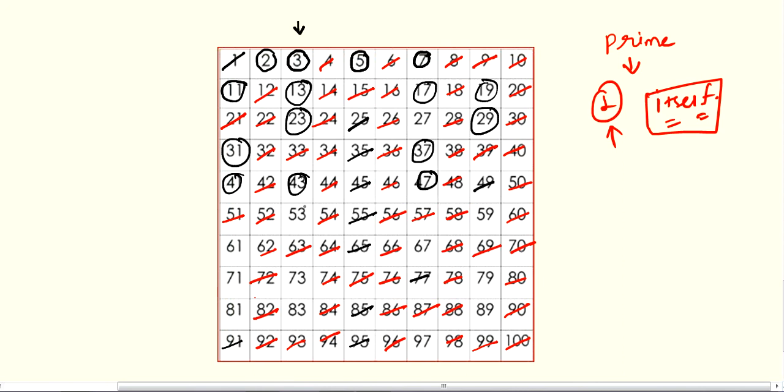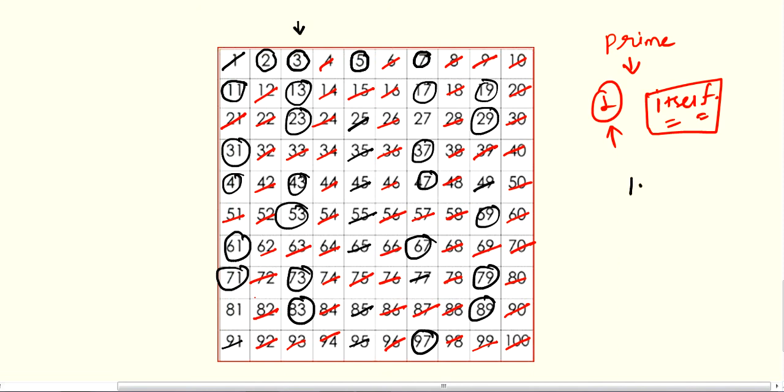then next is 53, 59, 61, 67, 71, 73, 79, 83, 89, 97. These all encircled are prime numbers. So like this we are finding prime numbers. And the one more important thing is what? The number which is divisible by 1 or itself is known as a prime number. Keep it in mind.